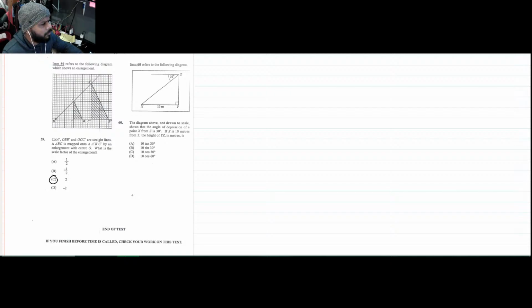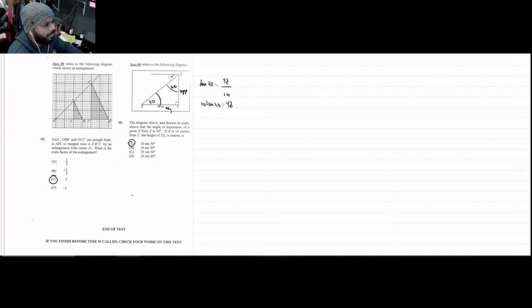The diagram, okay, trigonometry. Alternate angles: 30, and this one is 60. The height of YZ in meters. If I use the 30 degrees, this is opposite, this is adjacent. So I'll have tan of 30 is equal to opposite, which is YZ, over adjacent, which is 10. So 10 tan 30 is equal to YZ. Let's see if that's one of the answers.